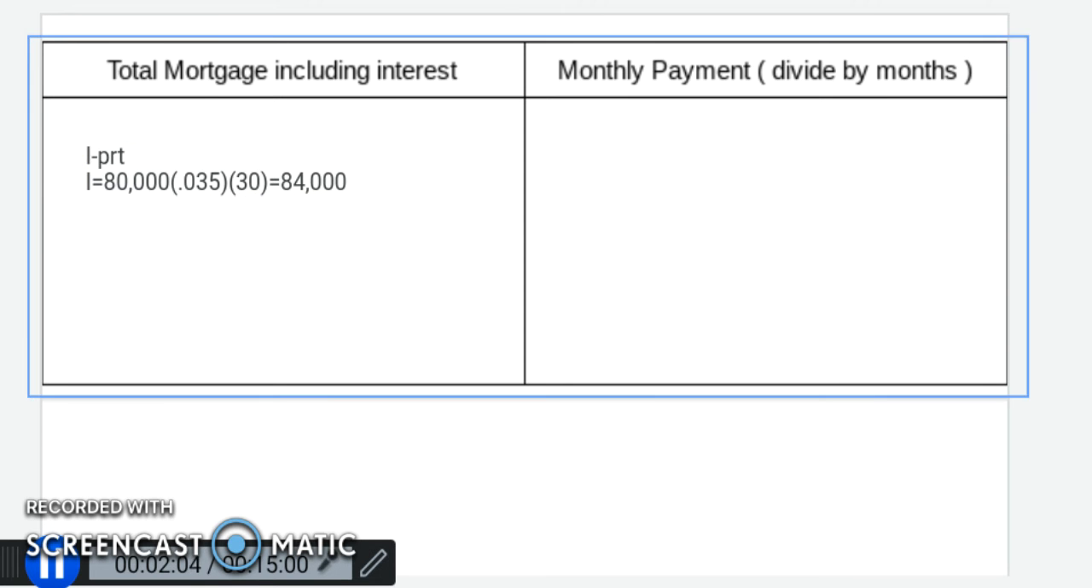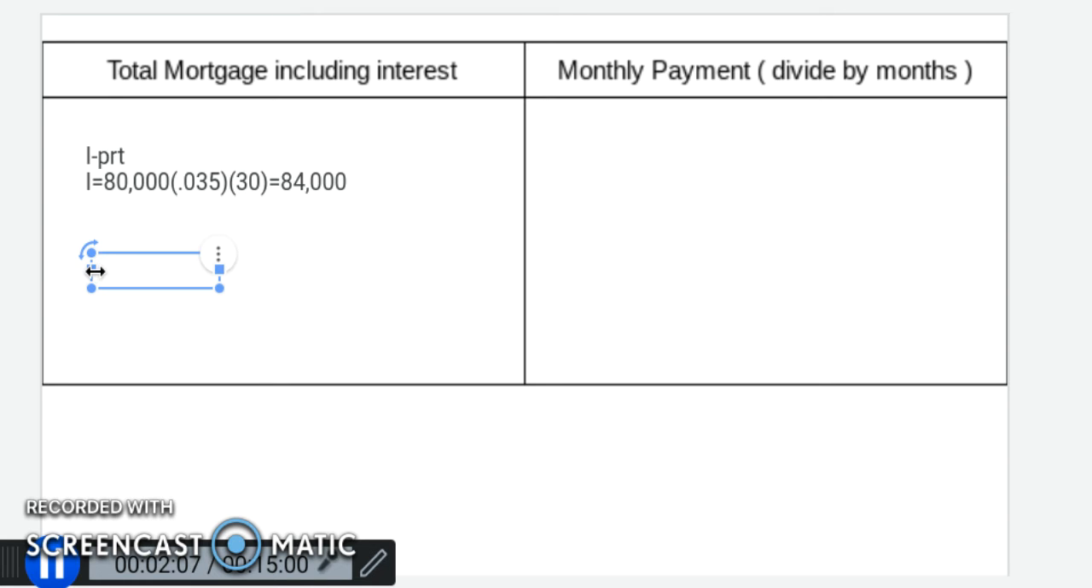To find our total, we are then going to add our principal plus our interest. If you'll notice, the interest is actually more than the house, which is crazy. So the total is $164,000.